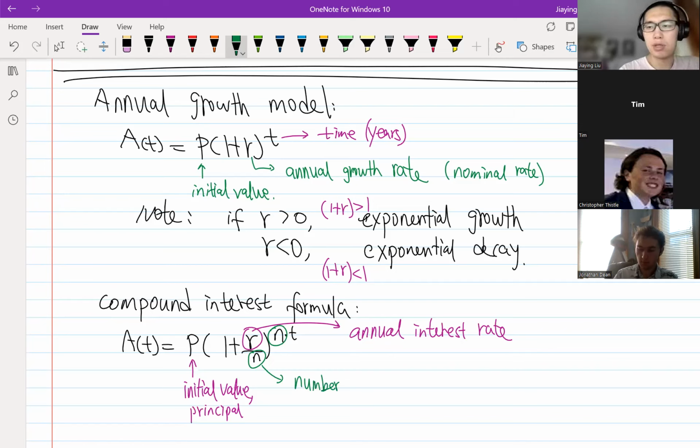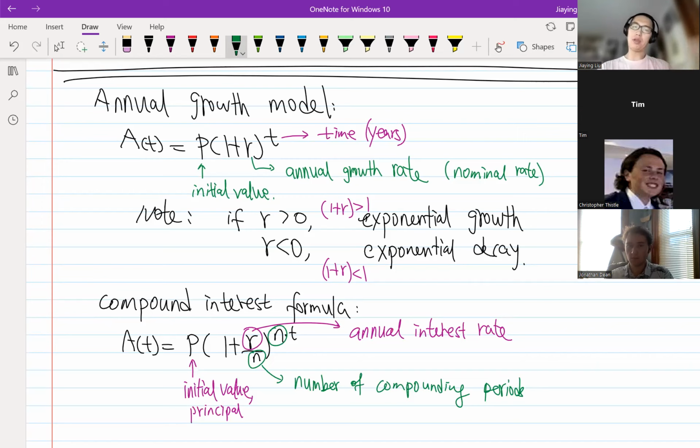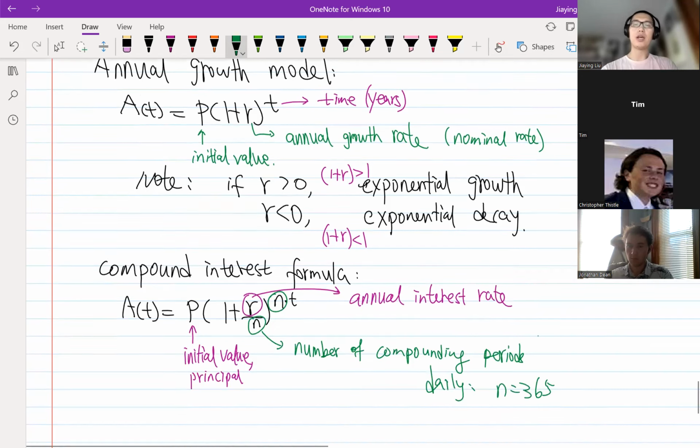So number of compounding periods. If the problem says the interest is compounded daily, so the n will equal to how many days? 365 usually. If it's monthly, we just have to think about how many months in a year, which is n equals 12. So n is the number of compounding periods in a year. Let me be careful there.